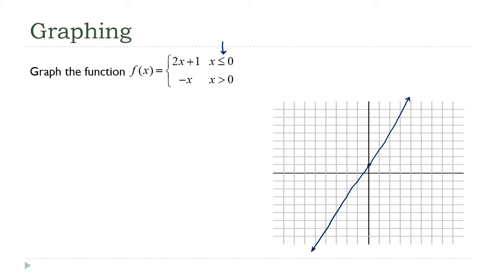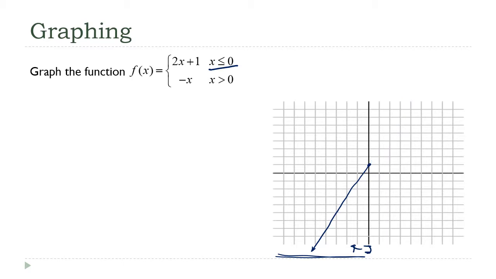Now, I don't want all of that, though. The function only looks like this for values of x that are less than or equal to 0. That's everything from here to the left. So what I'm going to do is literally, if you're doing this in your notes, hopefully you're using a pencil, you're going to take your pencil and erase everything that is not in this range. I'm going to take away this whole side over here.